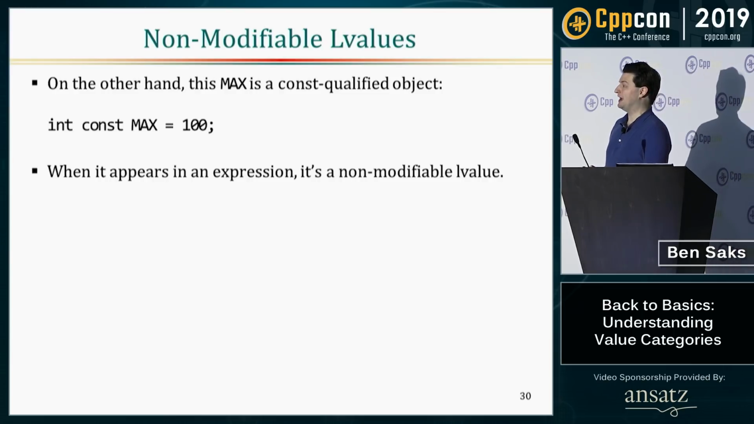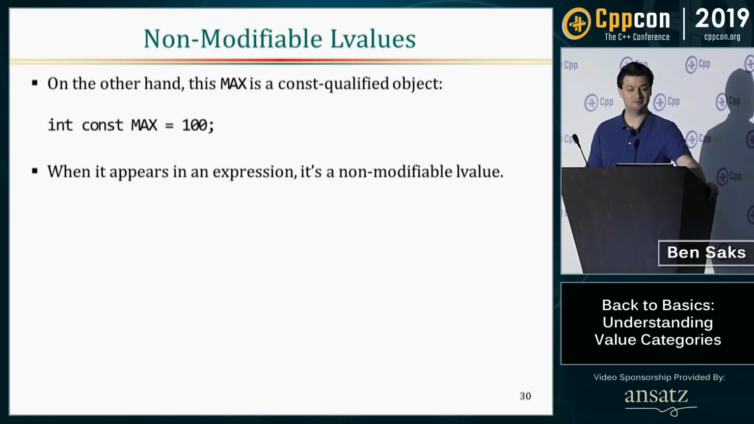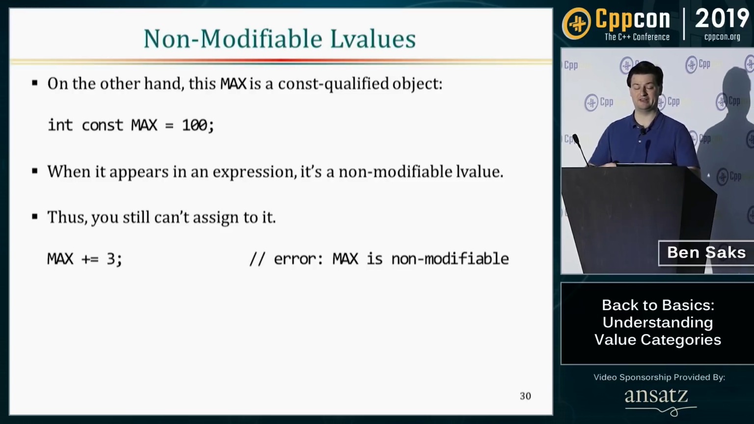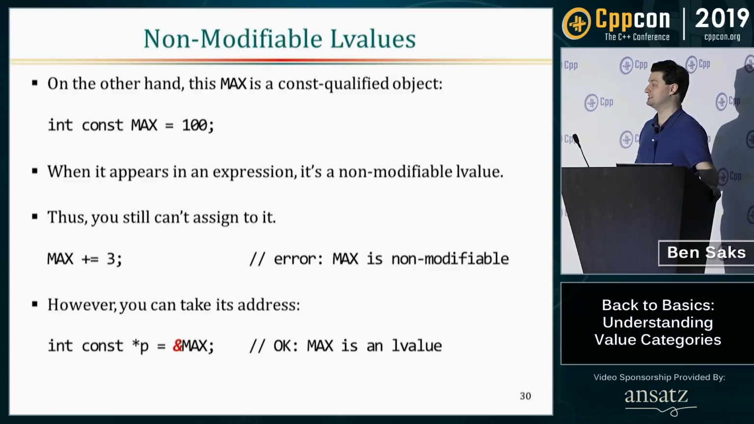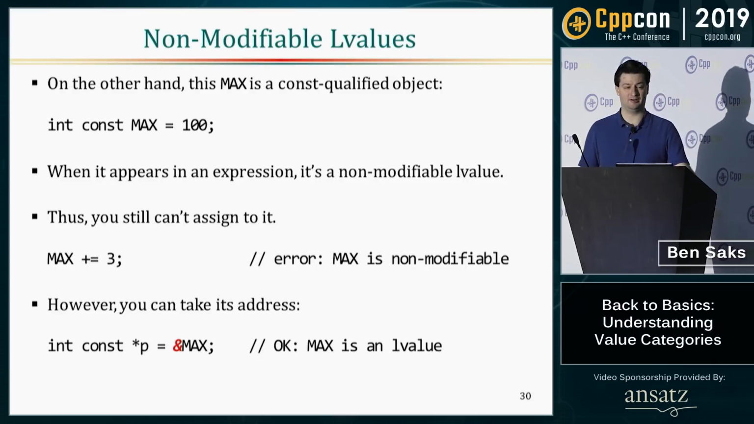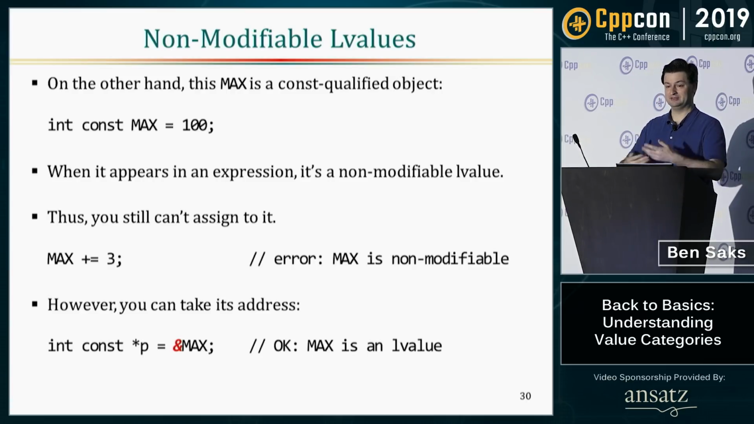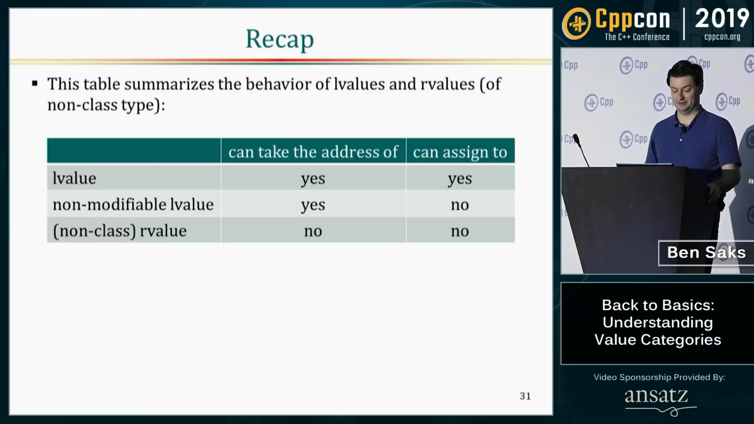But if I make max a constant integer object like this, then it becomes a non-modifiable lvalue. I still can't assign to it because it's not the kind of thing that can have its value changed, but I am allowed to take its address. I can set up a pointer that points to the location at which max lives in order to pass that pointer around. Max is an lvalue here.